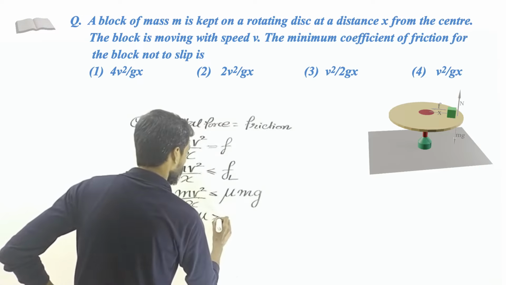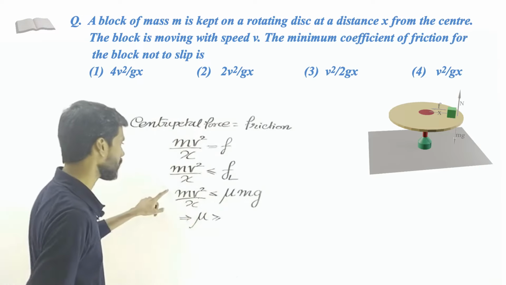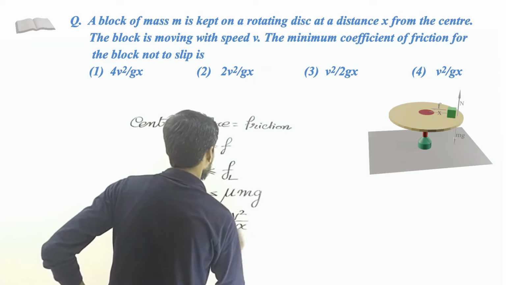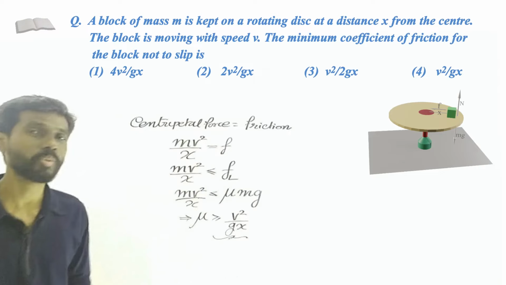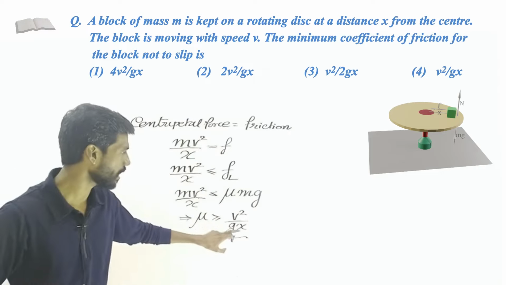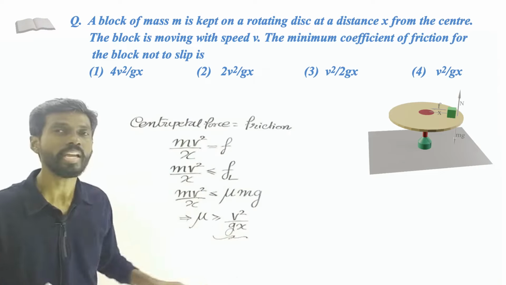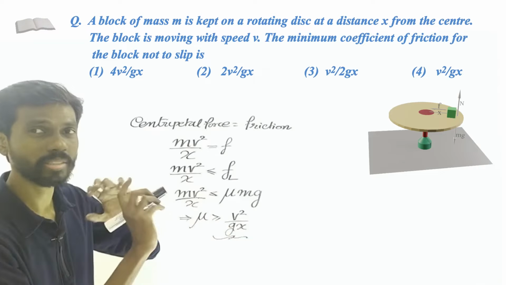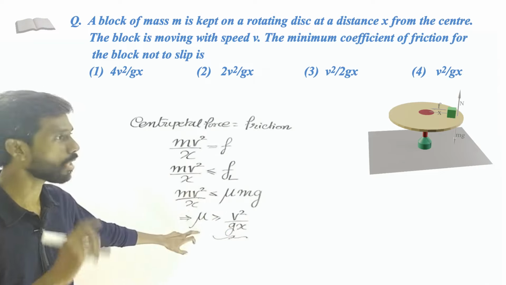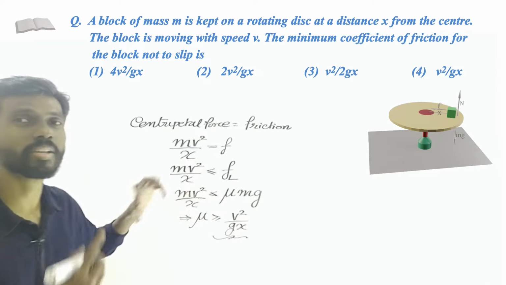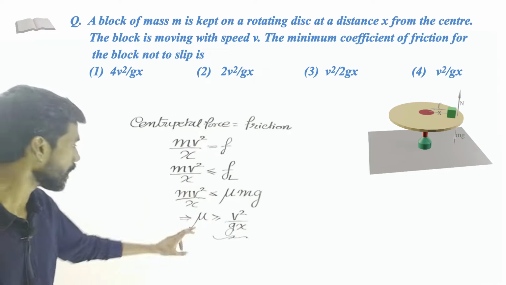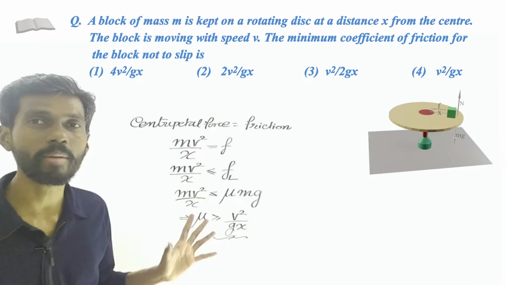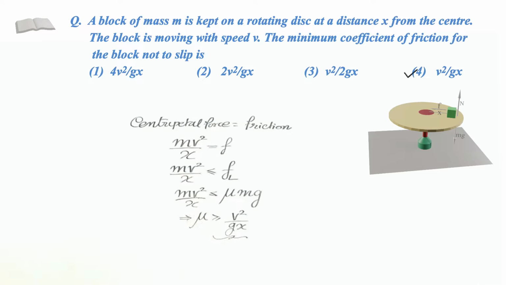So this gives you the value of mu. If this is greater than or equal to, what do you get? So m gets cancelled. So this is v square divided by gx. That is the answer. Mu has to be minimum this value, v square divided by gx. If mu is greater than that value, v square by gx, this block will not slide. Otherwise it will move away. So it will not stay in that circular path, right? The friction is very less. If this mu is at least minimum v square by gx, only then it will move in the circular path. So that is the required answer.